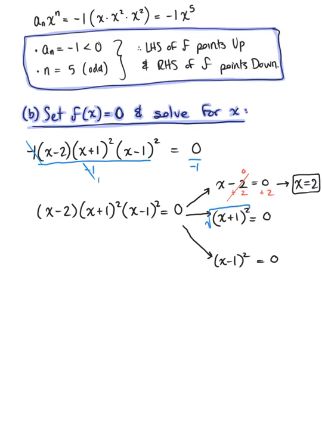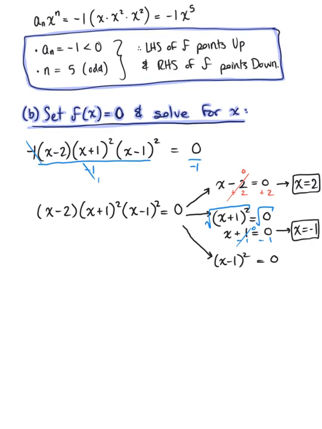In case 2, we see that the x is trapped by the square. So we need to take the square root of both sides of the equation. This is leaving us with x plus 1 is equal to 0. And solving for x, we need to subtract 1 from both sides here. So 1 minus 1 cancels itself out to 0, and we can see our second zero is x equals negative 1.